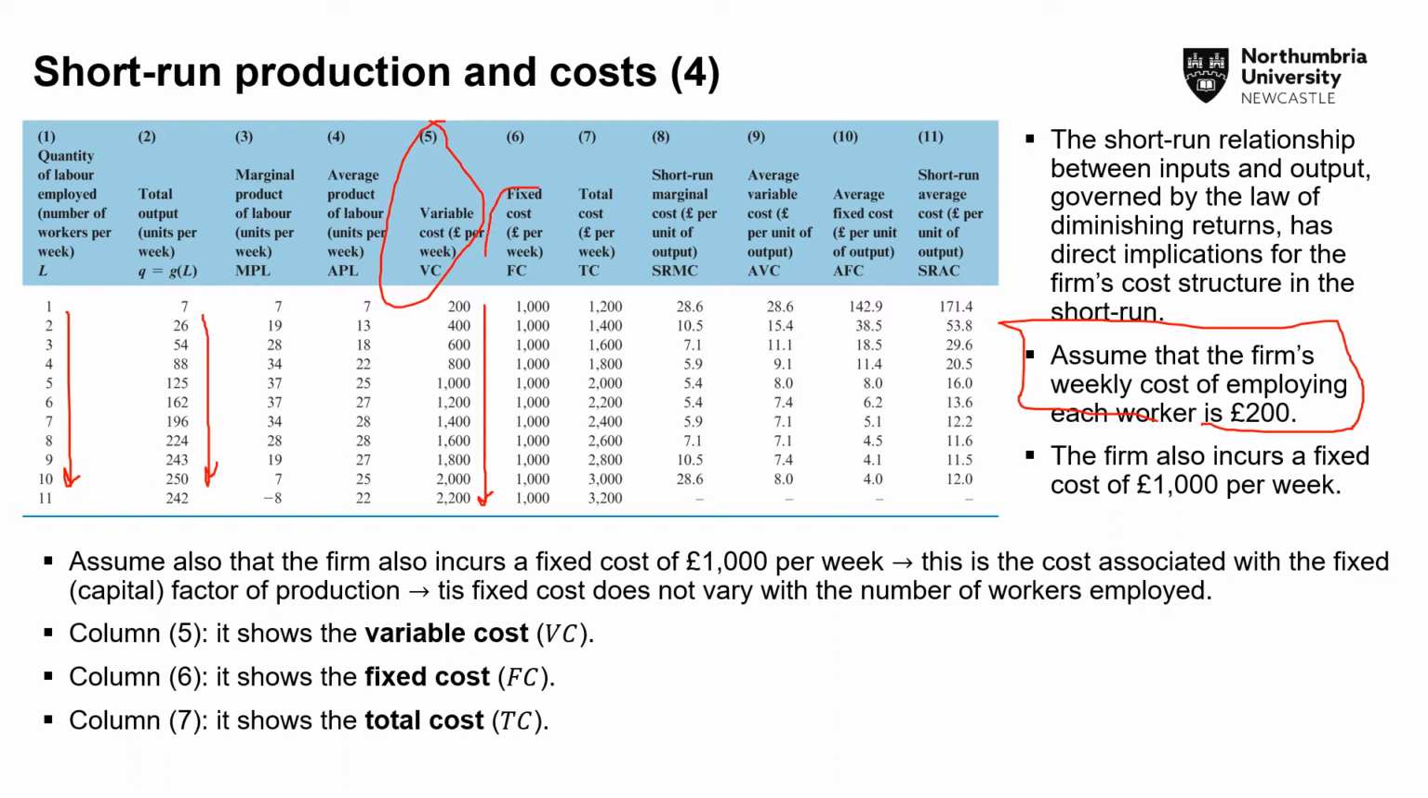On the other hand, the fixed cost remains the same, whether we produce only 7 units or we produce 242 units in total. Now, the total cost is the sum of the fixed cost and the variable cost for a given level of output. So here we are employing at this point only a single worker, whom we are paying £200, and the fixed cost is 1,000. So the total cost per week is 1,200. And this cost increases as we produce more output and we hire more workers.